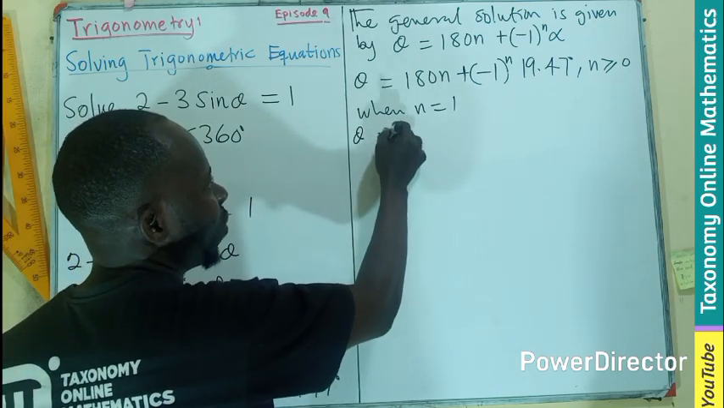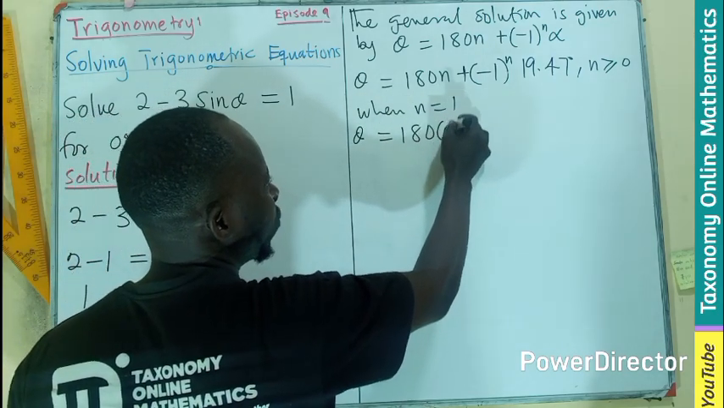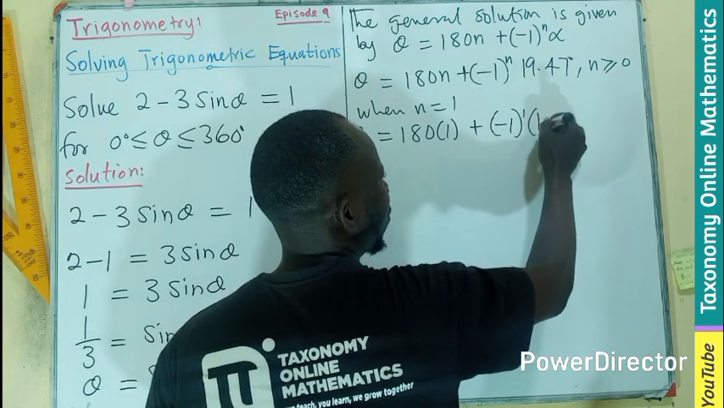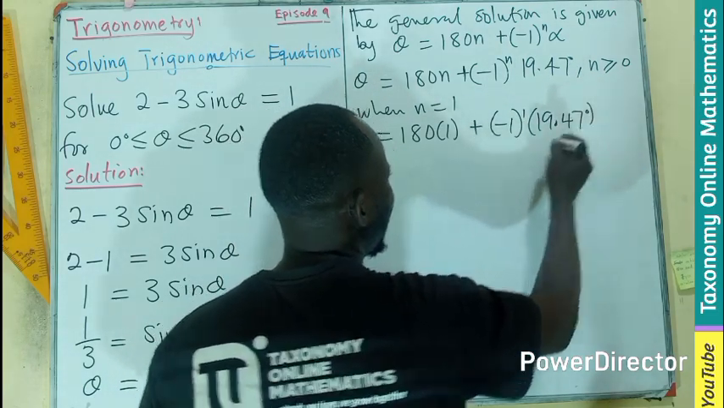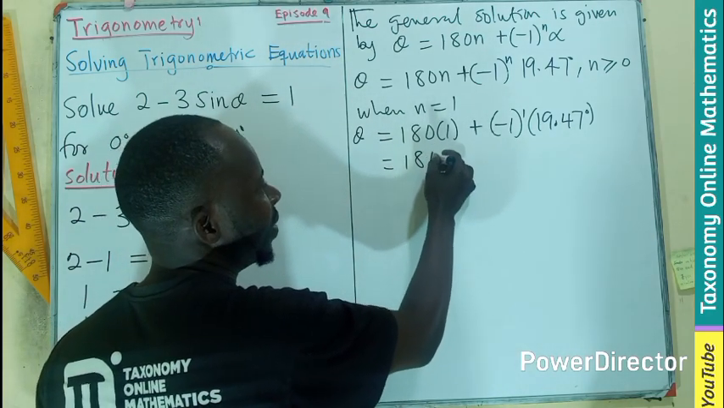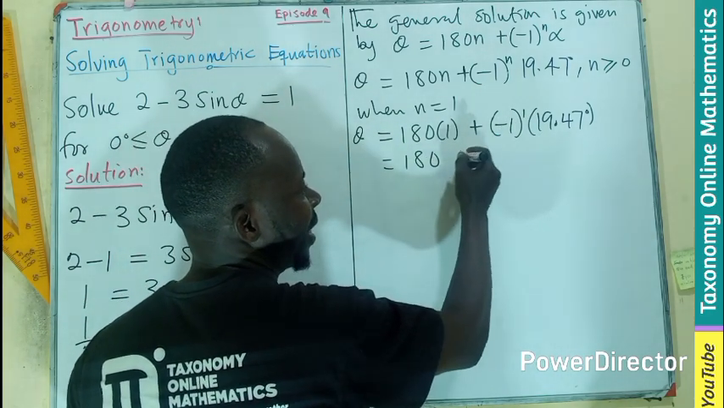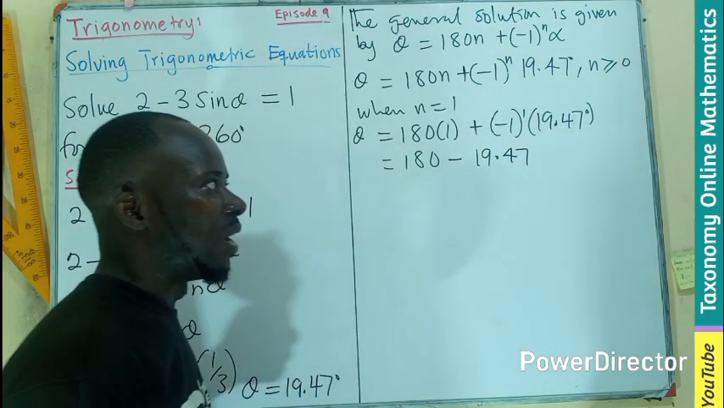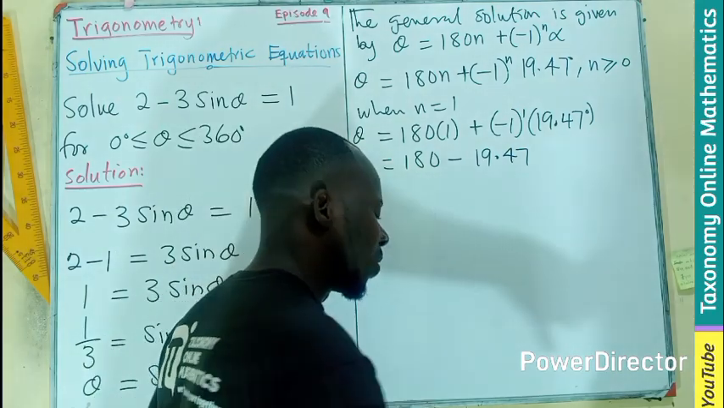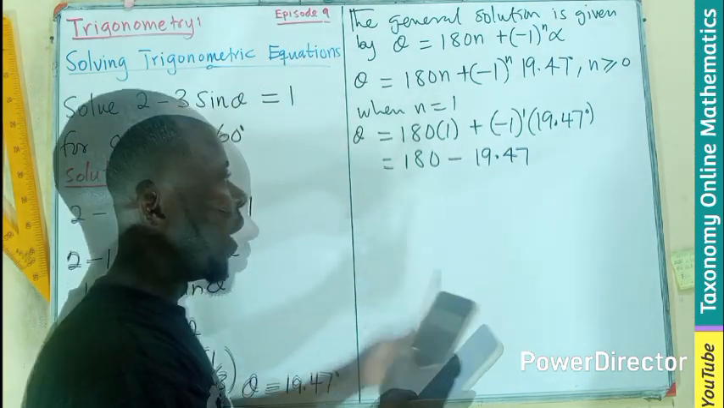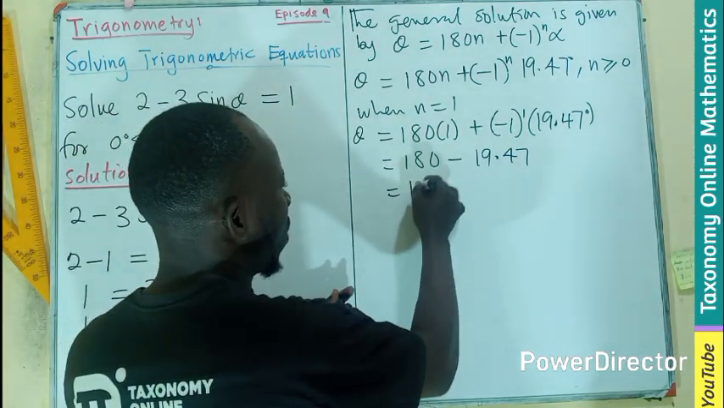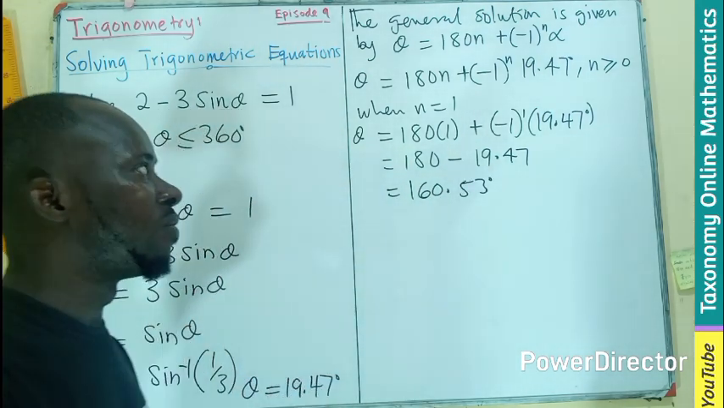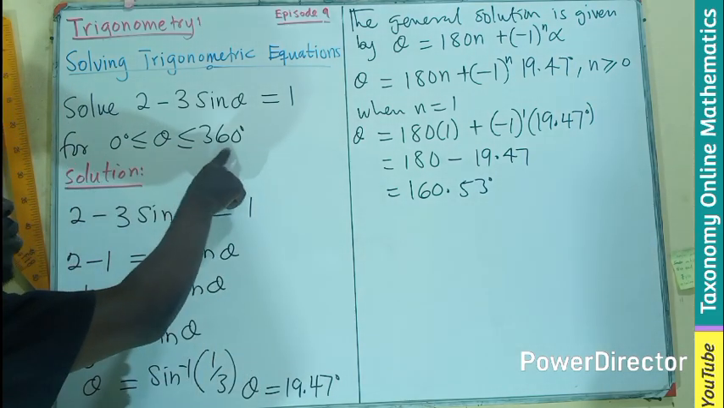As you have, theta equals 180 times 1 plus negative 1 raised to the power 1 times 19.47 degrees. This will give you 180. Negative 1 times this will give you the same value, but negative. So let's see what that subtraction will be. That will give us 160 degrees point 53, or that's 160.53, which is still smaller than 360.